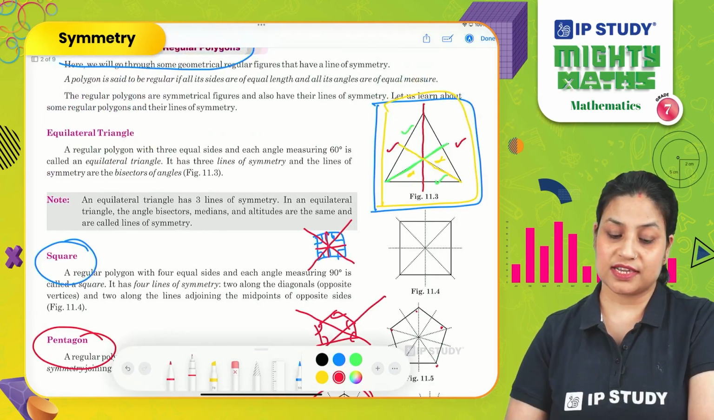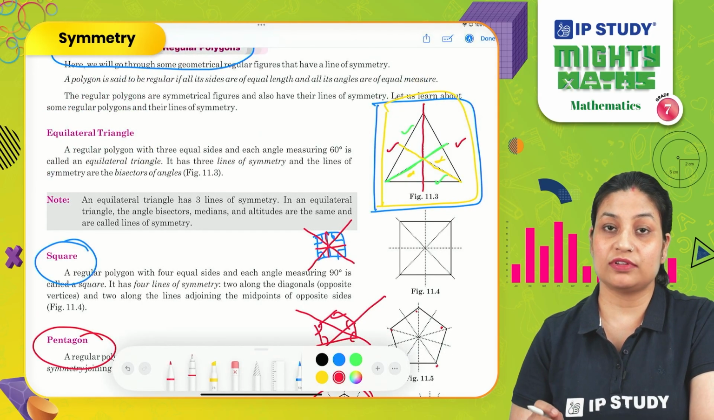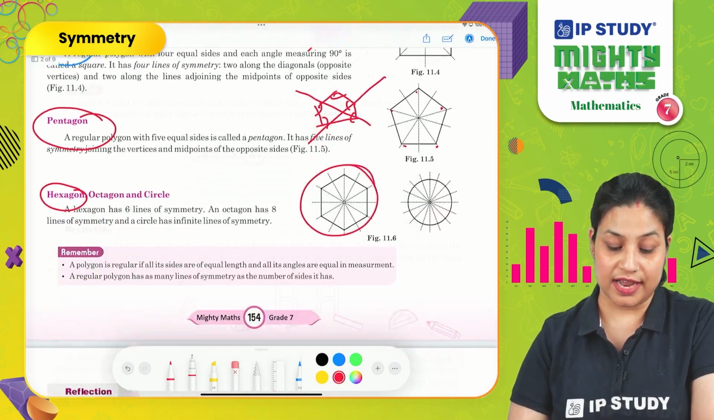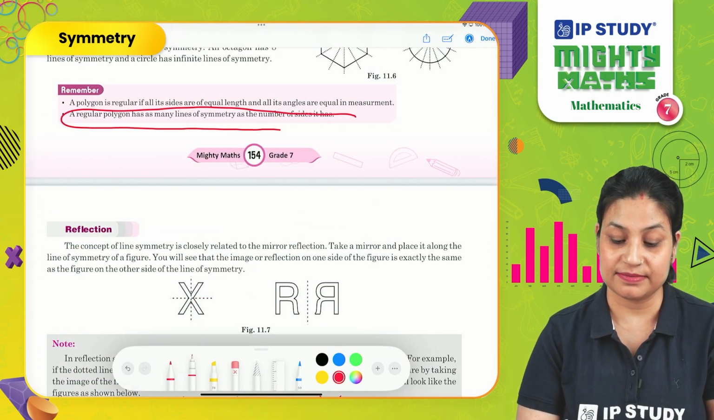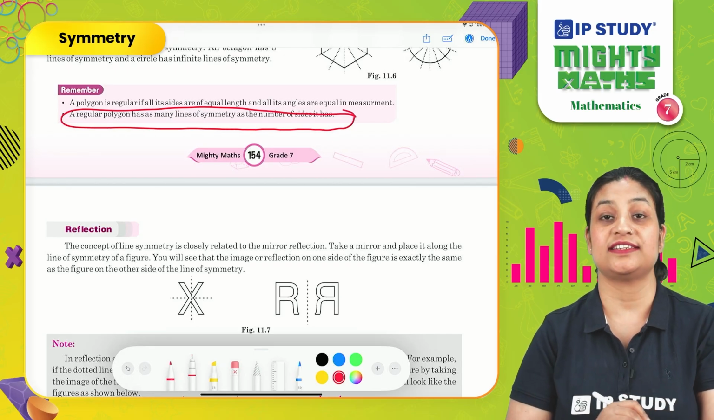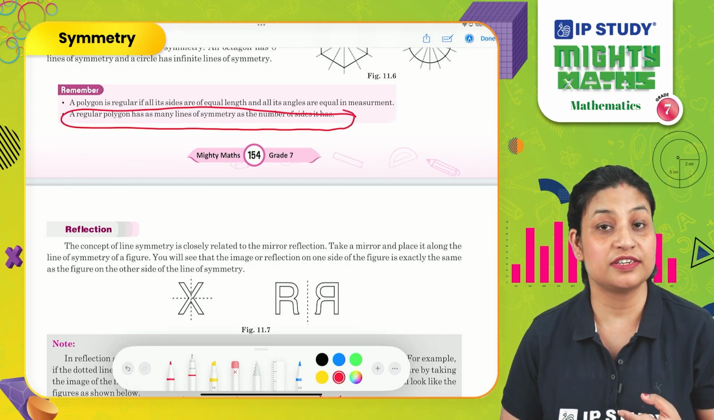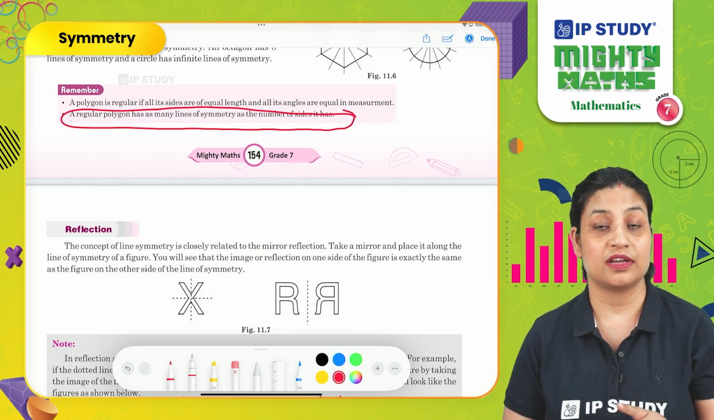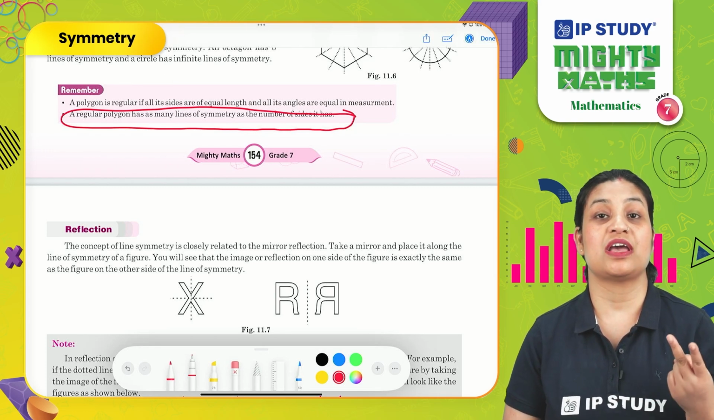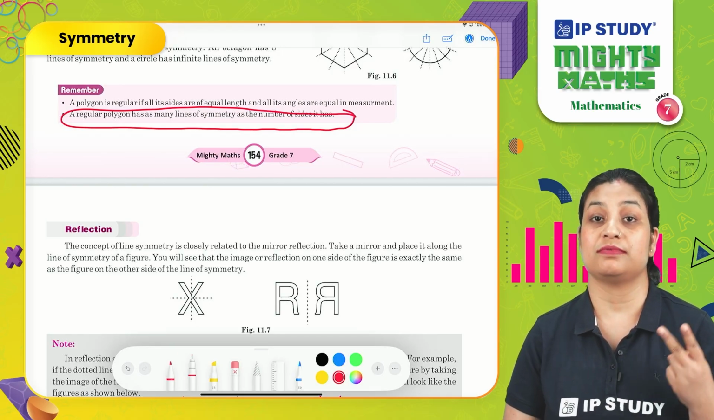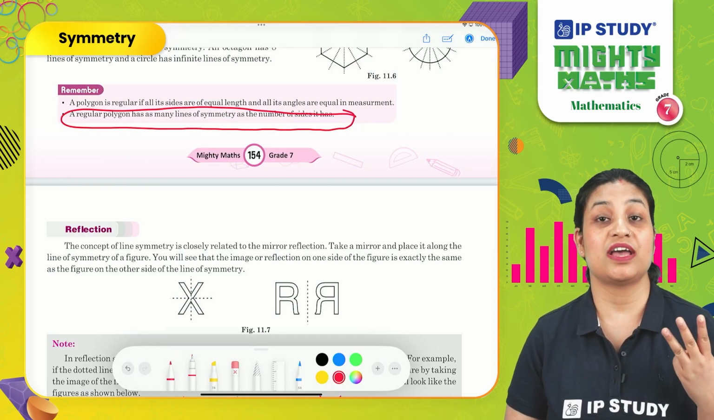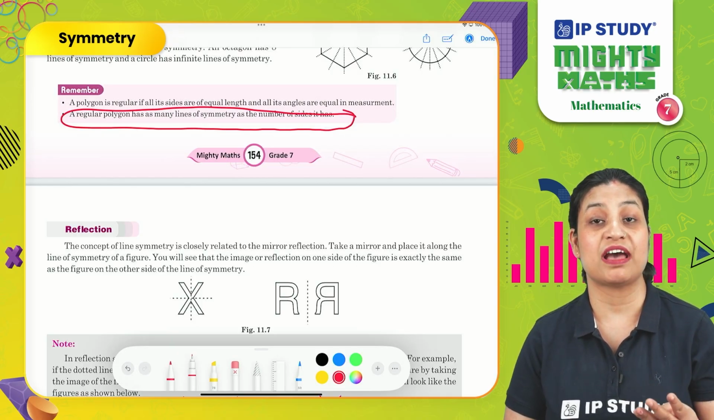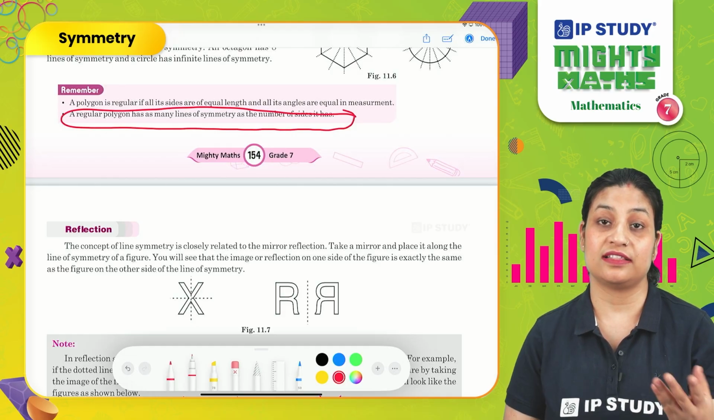After discussing lines of symmetry for these regular polygons, we come to the conclusion that a regular polygon has as many lines of symmetry as the number of sides it has. The equilateral triangle has 3 equal sides, so it has 3 lines of symmetry. In a square we have 4 equal sides, so it has 4 lines of symmetry. In a pentagon, since we have 5 equal sides, we will have 5 lines of symmetry. Similarly, for a hexagon, we will have 6 lines of symmetry.